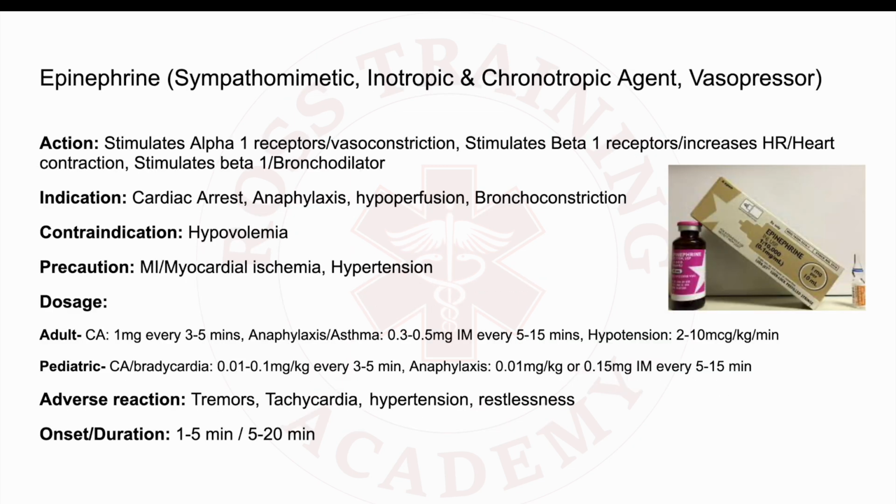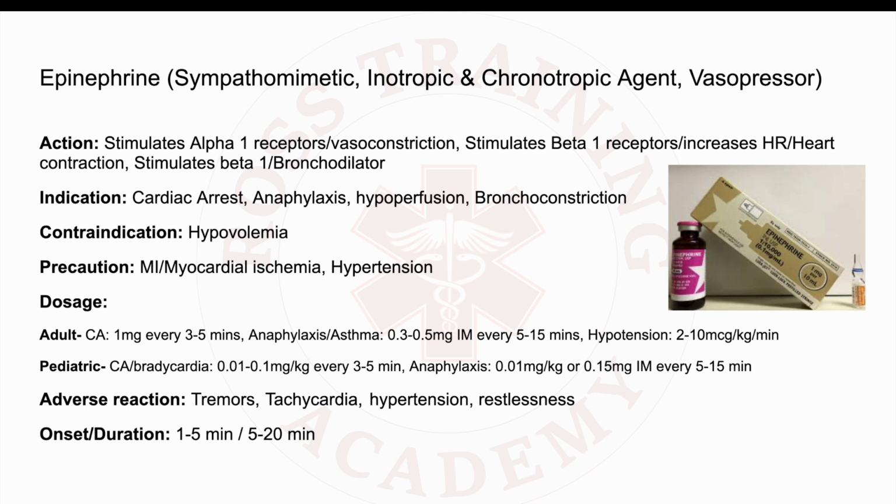So epinephrine is a sympathomimetic. It's just going to stimulate the sympathetic nervous system. It's going to stimulate alpha-1 receptors, causing vasoconstriction, stimulate beta-1 receptors, increasing the heart rate and heart contraction, and then stimulates beta-2, that should be 2, bronchodilator. Indications, cardiac arrest, anaphylaxis, hypoperfusion, bronchoconstriction, lots of different times when you can use epinephrine.